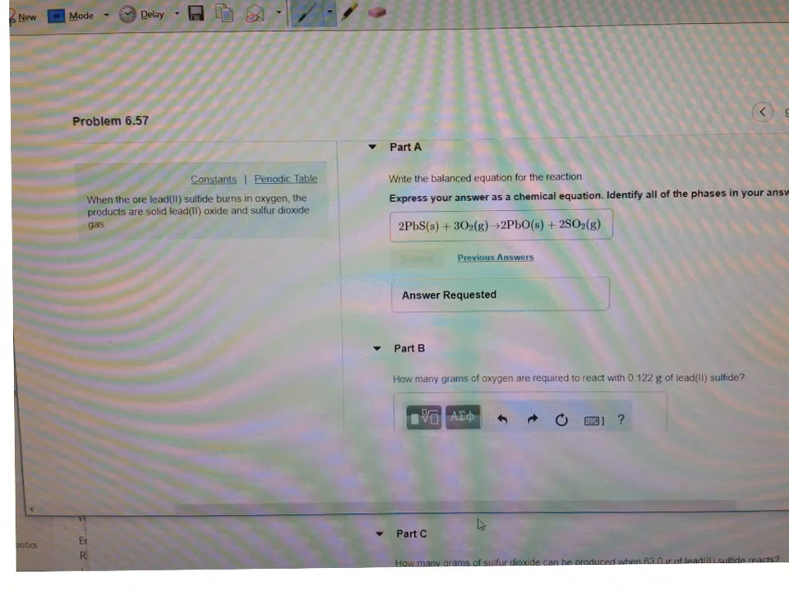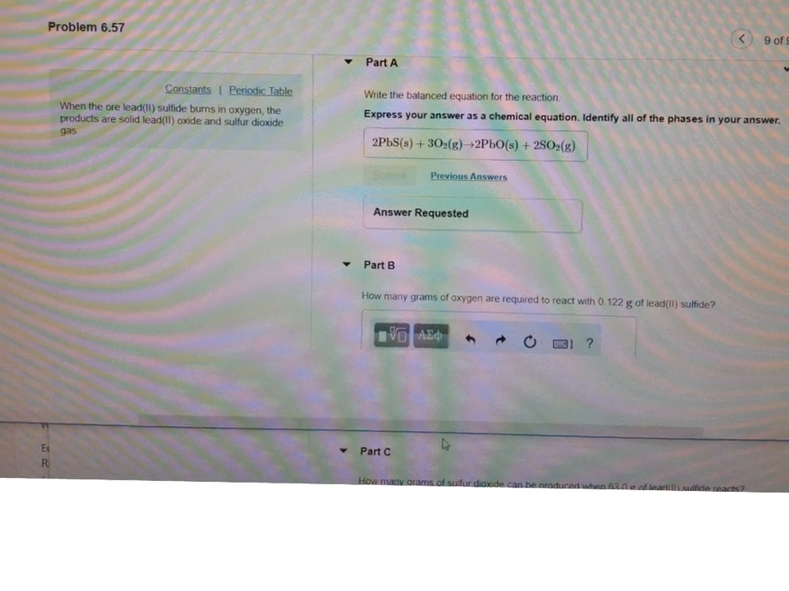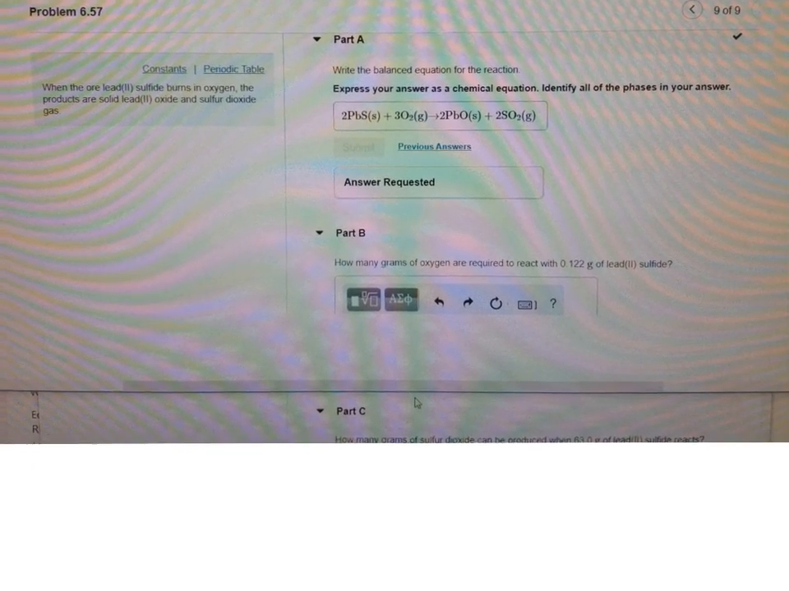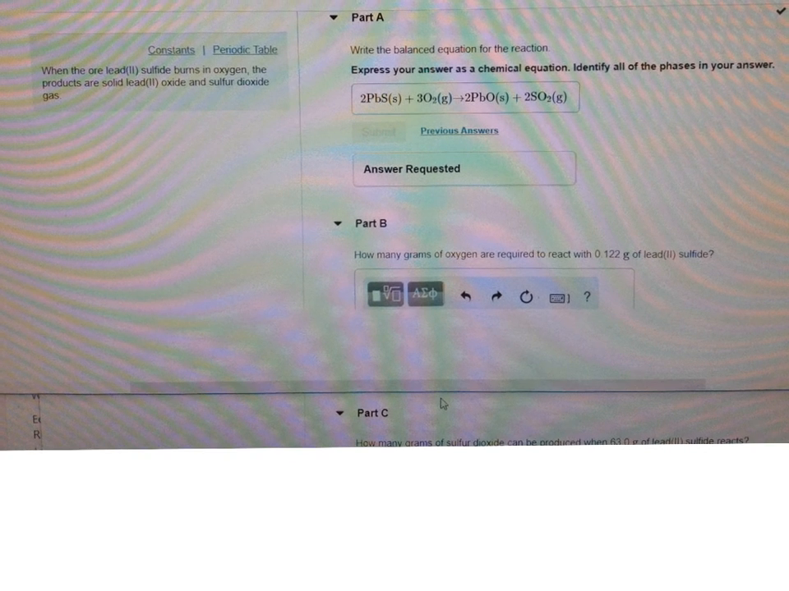All right, let's take a look at problem 657. First thing you have to do is get that balanced chemical equation. To save time, I just went ahead and told it to show you the answer. Once you have that balanced chemical equation, you're prepared to do the stoichiometry, which may or may not be what's confusing you. How many grams of oxygen are required to react with 0.122 grams of lead-2 sulfide?